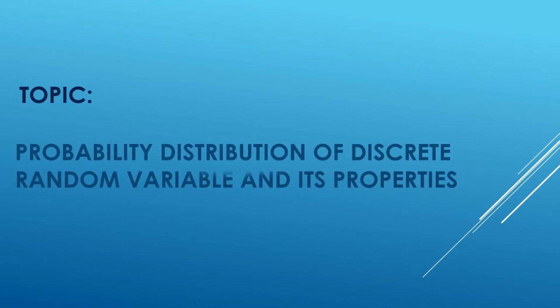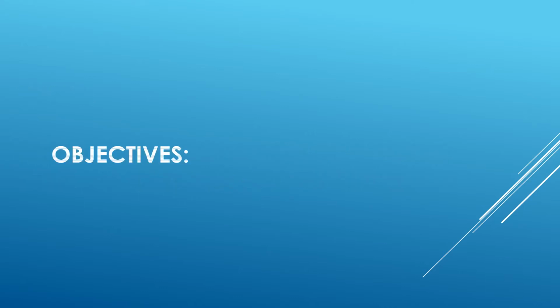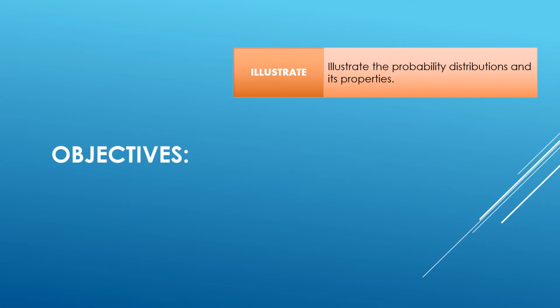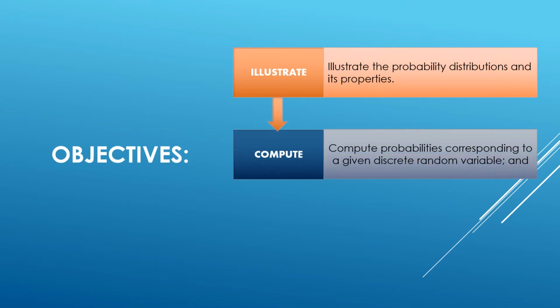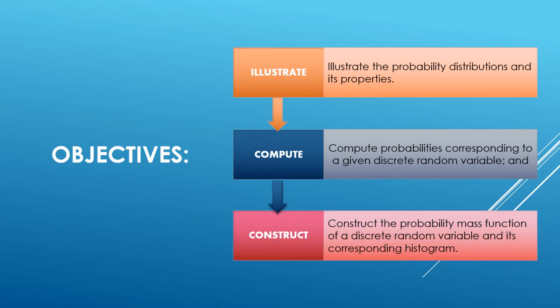Our topic for today is all about probability distribution of discrete random variable and its properties. Our objectives are to illustrate the probability distributions and its properties. Then we compute probabilities corresponding to a given discrete random variable, and to construct the probability mass function of the discrete random variable and its corresponding histogram.